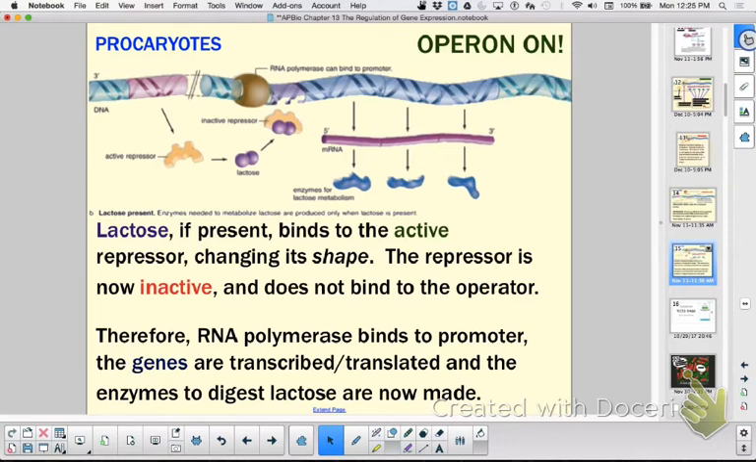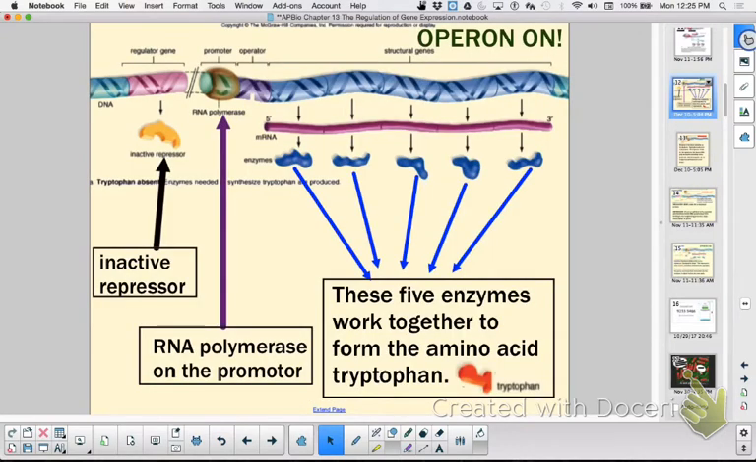What's the opposite of inducible? Repressible. So this is one where your repressor is in the off position. It's built off, okay? And if it's built off, then your operon is on. And so RNA polymerase is able to get on the promoter. It's transcribing these genes. And when it's translated into a protein, it builds tryptophan.